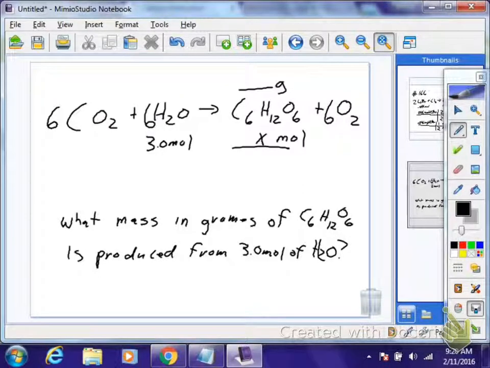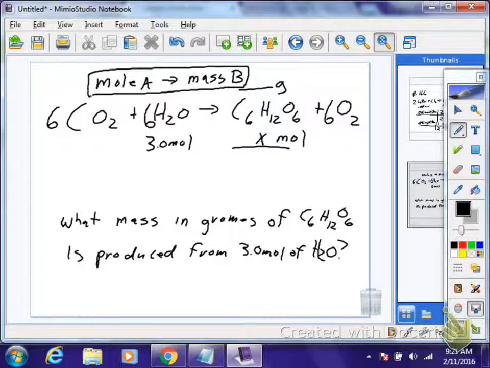This will be an excellent opportunity for you to show me that you can do a mole-to-mole problem. So the first step of what we're doing here is a mole-to-mole problem. Let's label the problem I'm doing. The first one you did was mole-to-moles. This one is moles of A to mass of B. It's a mole to mass problem, so go ahead and label that. Now solve for moles of C6H12O6, and then stop.